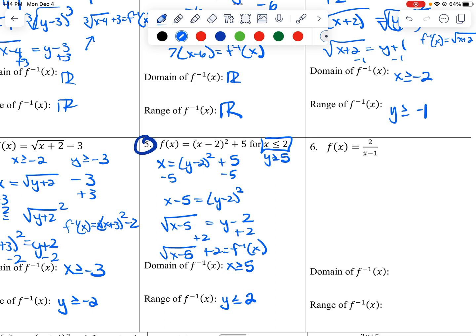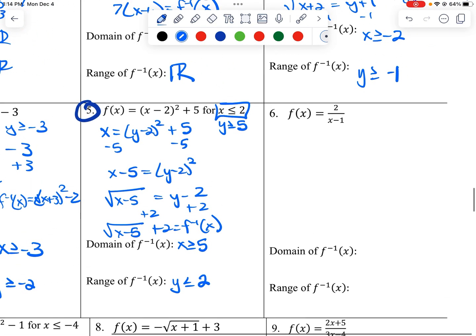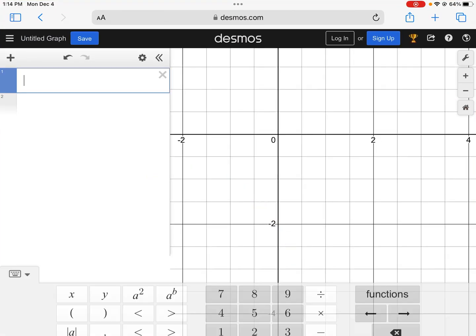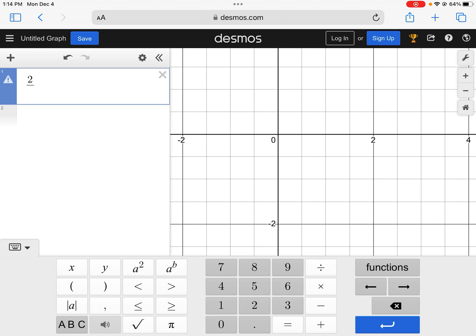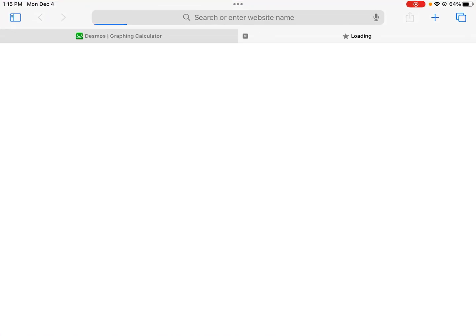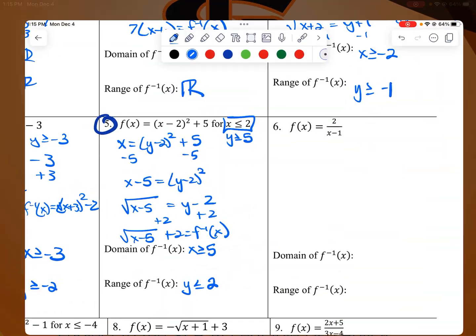All right, and now this next one. So this is a little different. If we were to graph this, remember, we could look at Desmos here. We had 2 divided by x minus 1. So it's those swoopy graphs. So if we remember that, again, it's going back to last unit.